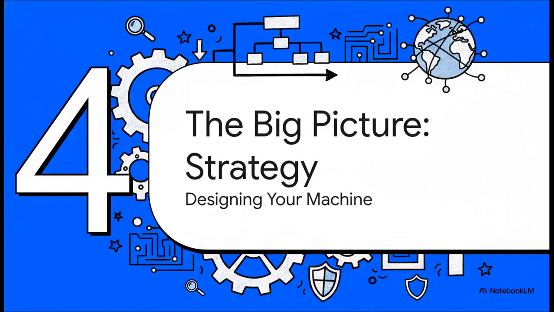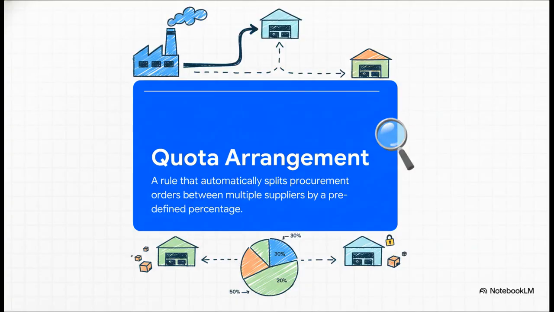All right, we've gone from the tiny data points to the contracts to the real-world execution. Now, let's pull the camera way back and look at the big picture, the strategic tools that let you intentionally design how your entire procurement machine runs to handle risk. One of the most powerful strategic levers you have is something called the quota arrangement.